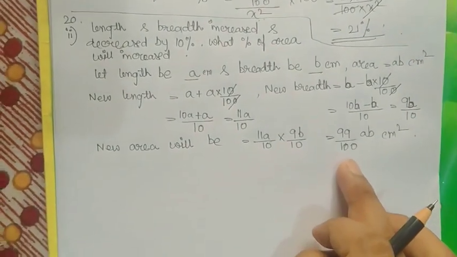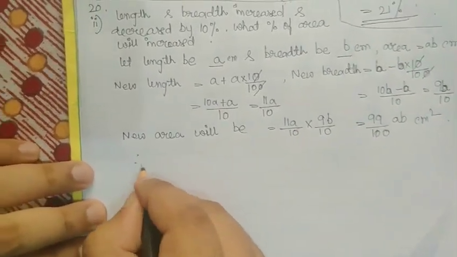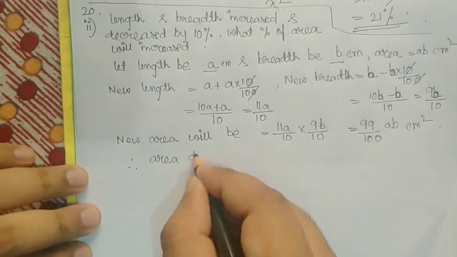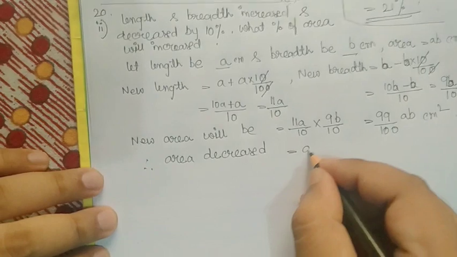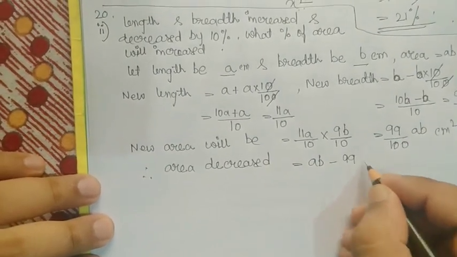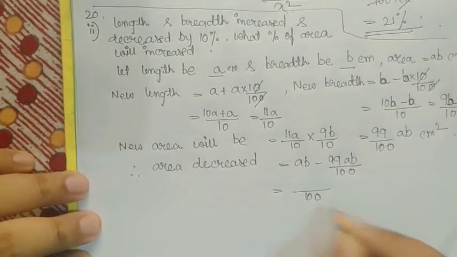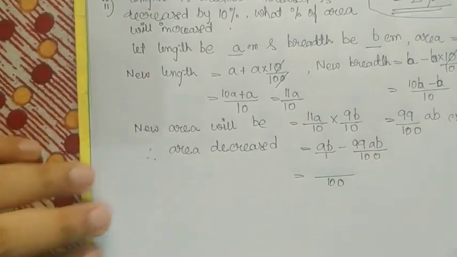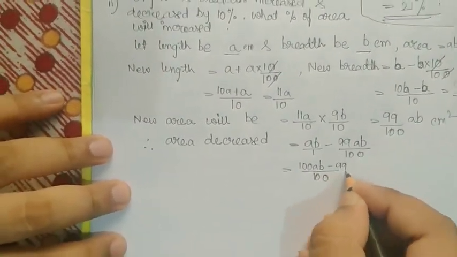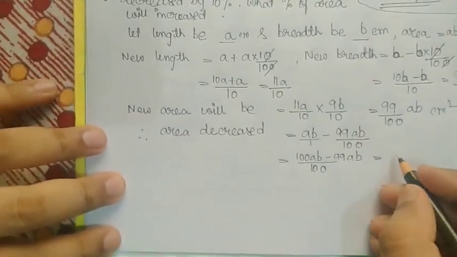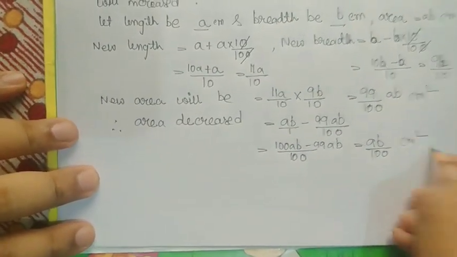So this is a simple fraction which is less than 1. So therefore area decreased. So area decreased is AB minus 99 AB by 100. So the LCM is 100. Should be 1 into 100 means 100. So 100 AB minus 99 AB equal to AB by 100 centimeter square.